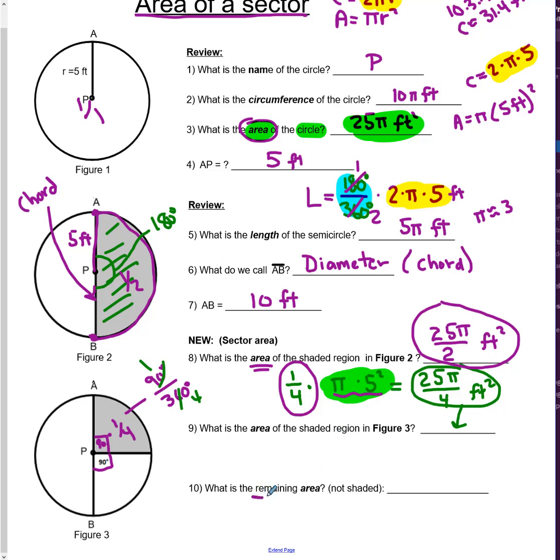Now, this is a little bit of thinking. It says, what's the remaining area? Well, if the entire area is 25 pi, and the gray area here, in green I'm going to put, is 25 pi over 4. Sorry about that. A quarter of a circle, what's left? Well, what's left is 3/4 of a circle, right? 3/4 of a circle.